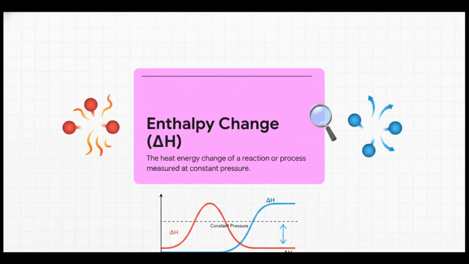Well, you'll see it written as this symbol, delta H, and all it really is the amount of heat energy that's either given off or taken in during a reaction. The one key thing to remember is that we measure it at a constant pressure. That's super important because it makes sure all our results are consistent and comparable, you know? It's how most lab experiments are done anyway.